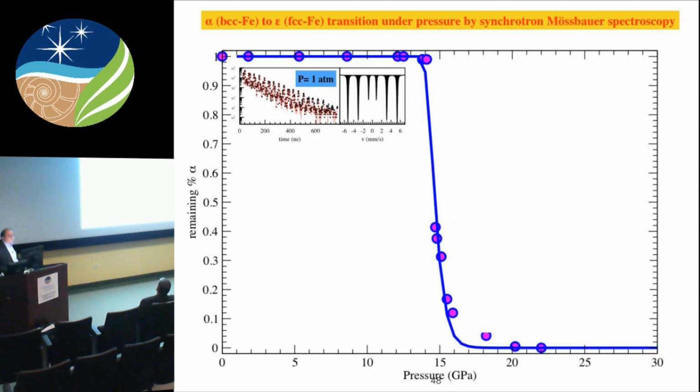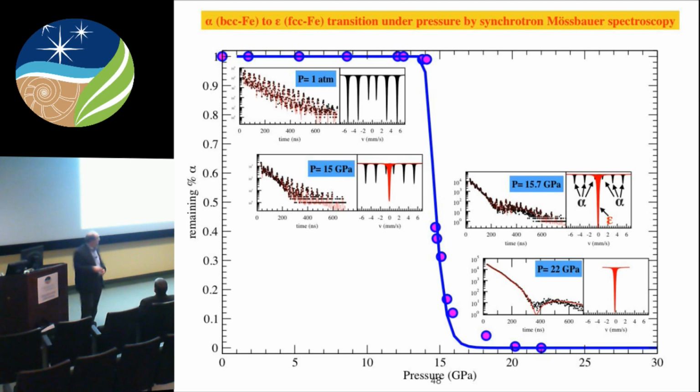So the question is, is this temperature dependent? We repeated these measurements at four different temperatures. This is 11 Kelvin. This is 600 Kelvin, the blue one. I couldn't even catch the intermediate states. It was so fast. So I converted these into a plot like this.